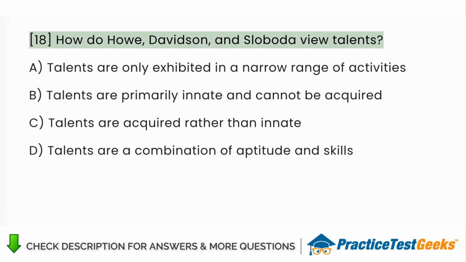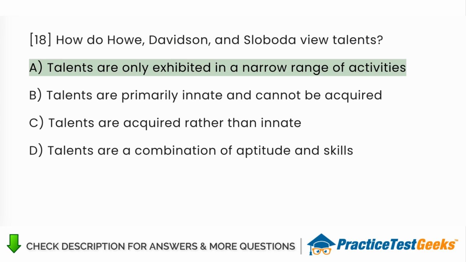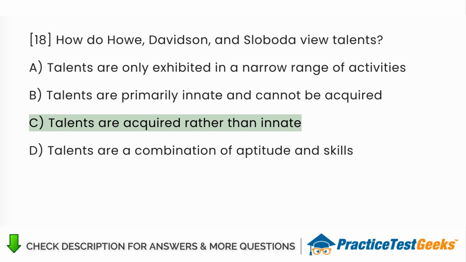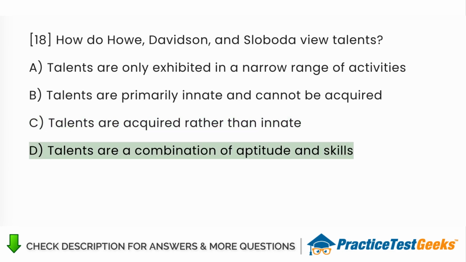How do Howe, Davidson, and Sloboda view talents? A. Talents are only exhibited in a narrow range of activities. B. Talents are primarily innate and cannot be acquired. C. Talents are acquired rather than innate. D. Talents are a combination of aptitude and skills.